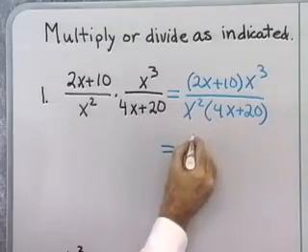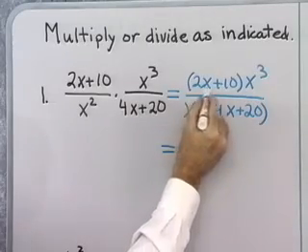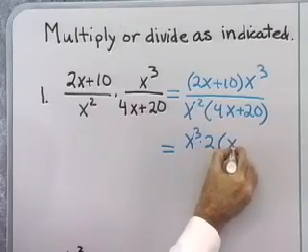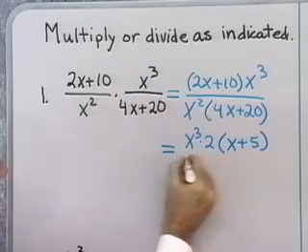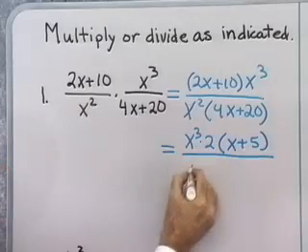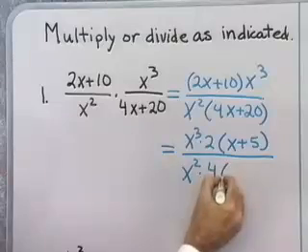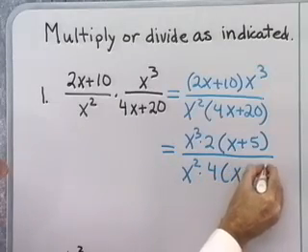Let's take the x cubed out in front. 2x plus 10, I'll factor out a 2. What's left is x plus 5. In the denominator I have x squared. And here I can factor out a 4, and what's left is x plus 5.